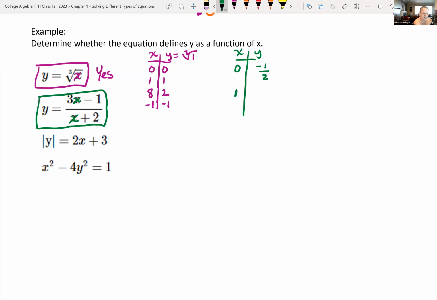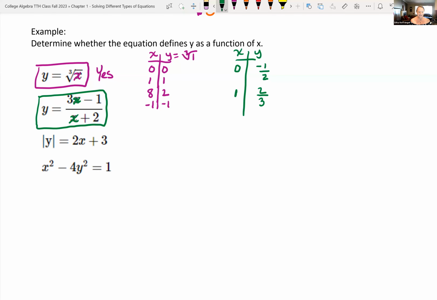If I plugged in 1 for x, I would get 3 times 1 is 3, minus 1 is 2 for my numerator, all over 1 plus 2, which is 3. So if I plug in 1, I get back one output of 2/3. So any number I decide to plug in there for x should give me one output for y.